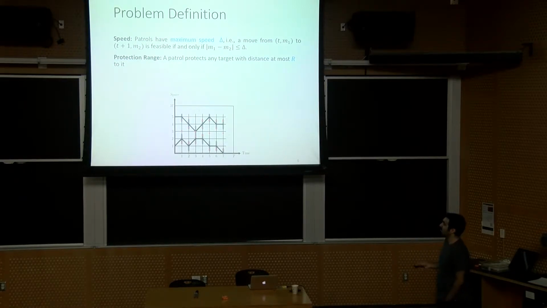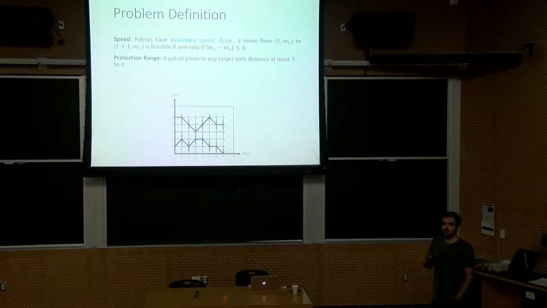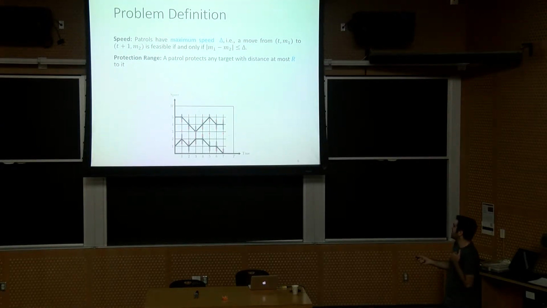Also, the resources have a protection range. So we say if the target is within the protection range of at least one resource, it's protected. The protection range of the resources is denoted by these gray areas around the resource paths. So for example, this target at this time is not protected by any resource.